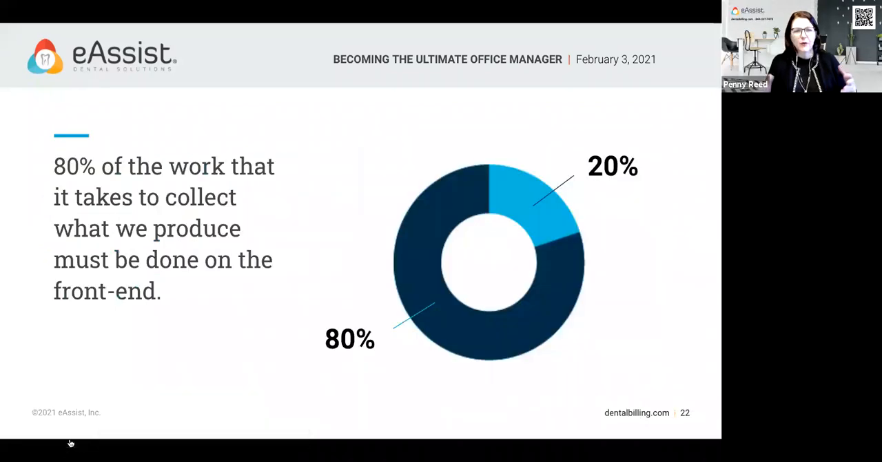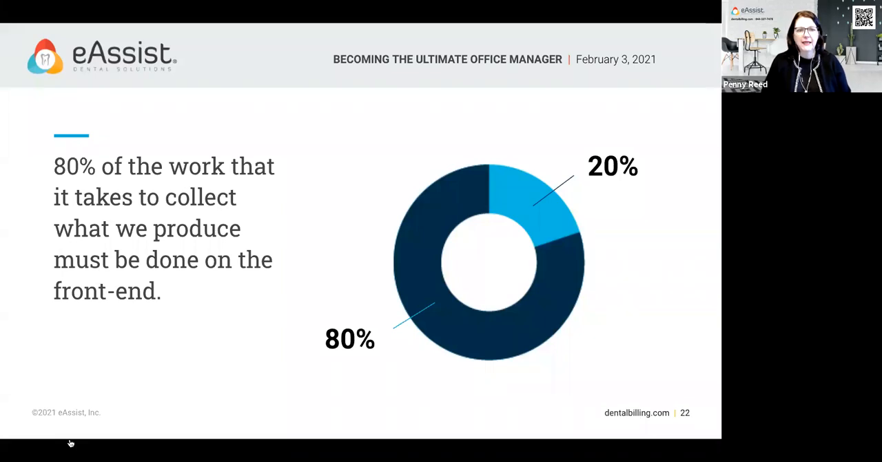So when you think about whether it's related within the team, like between the doctor and the office manager, team member to team member, and then, okay, how does that convey to what we're talking about today? Well, 80% of the work that we do, and this is not only the administrative function, reimbursement is a team sport, coding is a team sport. At 80% of the work that it takes to collect on what we produce really must be done on the front end.